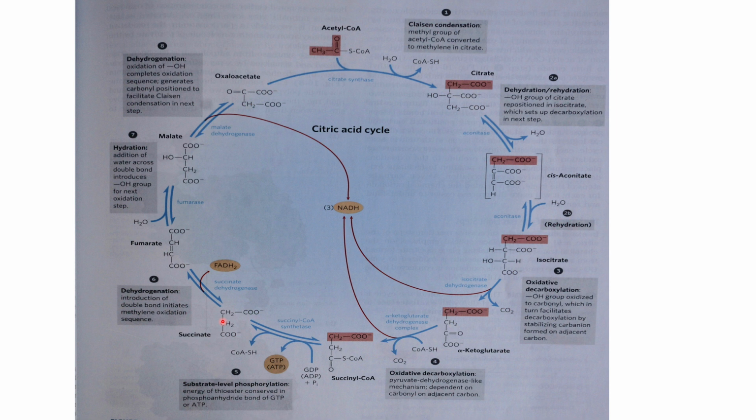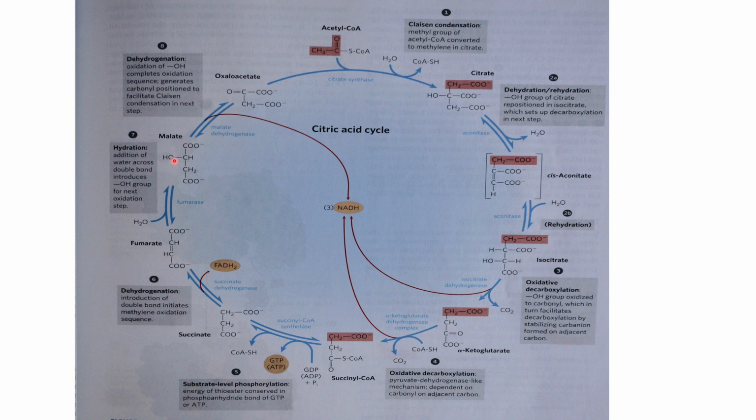Then there's a dehydrogenation step with FADH produced, and you get fumarate forming. So this is a trans linkage here. Then you get hydration. This is an addition of water across the double bond, introduces a hydroxyl group for the next oxidation step. So we get hydration of this double bond linkage.